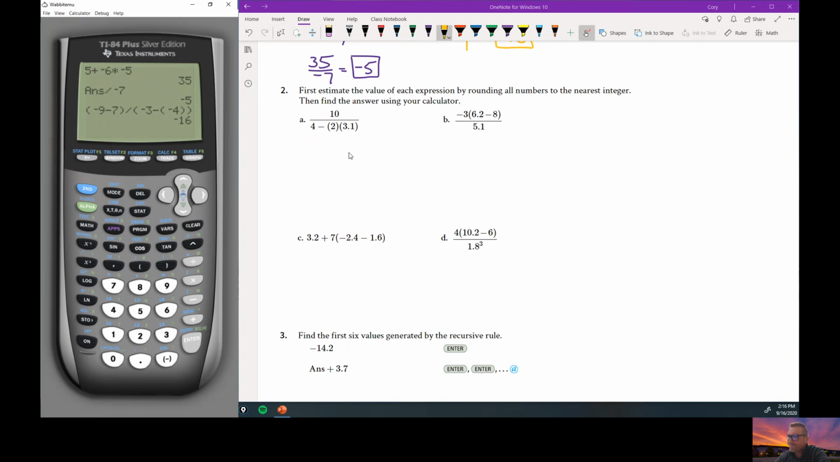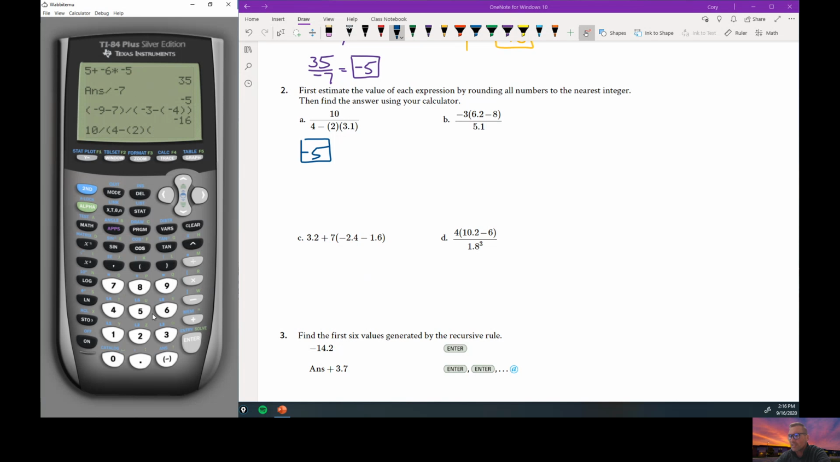You can also rewind. All right, first we're going to estimate the value of each expression by rounding all numbers to the nearest integer, then find the answer using a calculator. Okay. So to estimate, I would think about that as 3. So 3 times 2 is 6. 4 minus 6 is -2. 10 divided by -2 would be -5. That's my estimate.